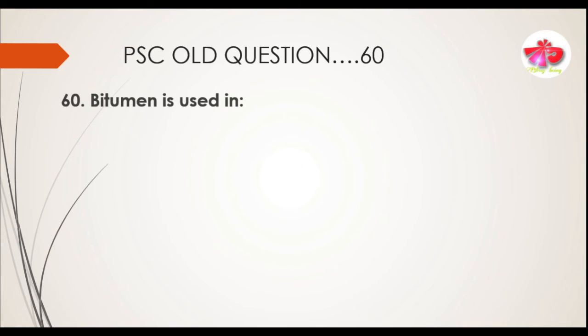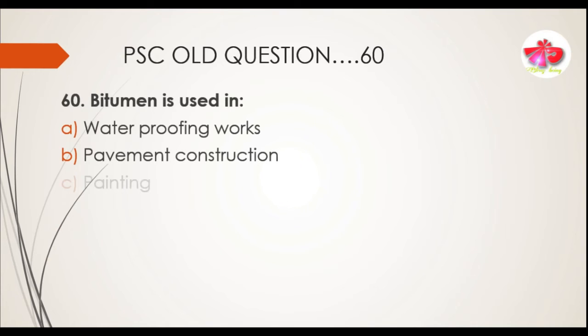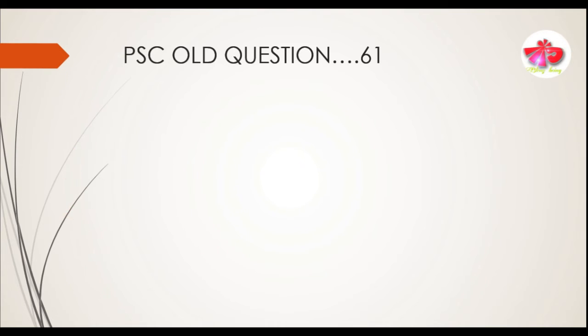Question number 60. Bitumen is used in option A waterproofing work, option B pavement construction, option C painting, and option D all of them. So friends, bitumen is used for waterproofing work, pavement construction, painting, and also option D will be the correct answer here.